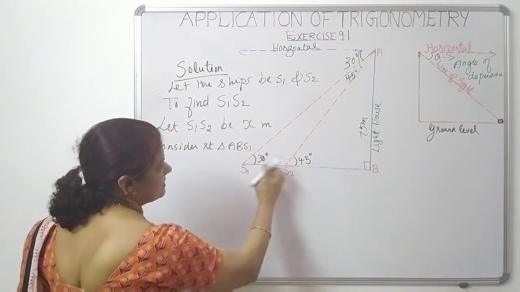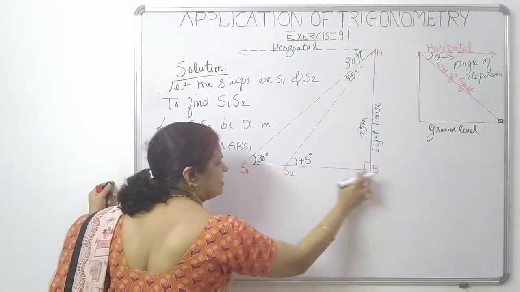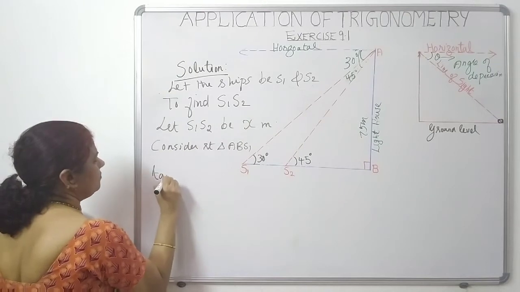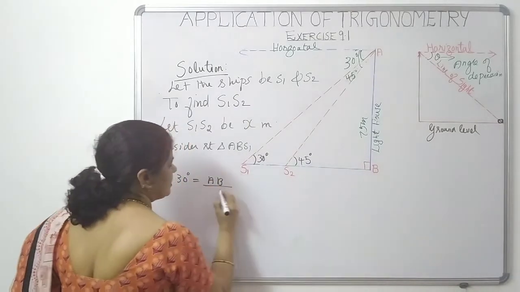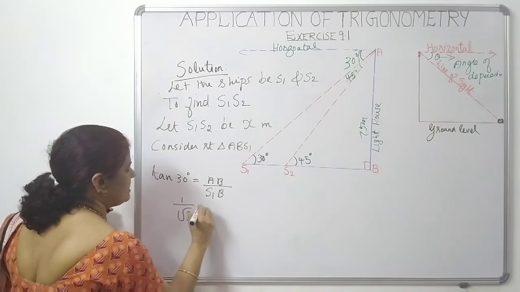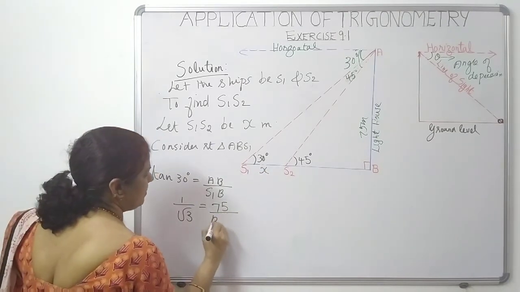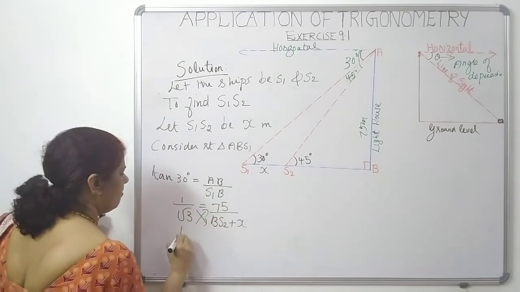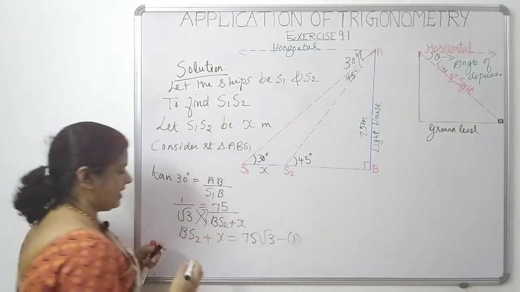Then let's do in the first right triangle ABS1, we are given the opposite side with respect to this angle, and this is the adjacent. So either we can take cot theta or tan theta. Let's take tan 30. Tan 30 degree is equal to opposite side, that is AB by S1B. S1B is the adjacent side, and we know that what is tan 30? It is 1 by root 3 is equal to AB is 75 divided by this one we have considered as x. Then it is BS2 plus x. Then let's cross multiply. We get BS2 plus x is equal to 75 root 3. Let this be equation 1.